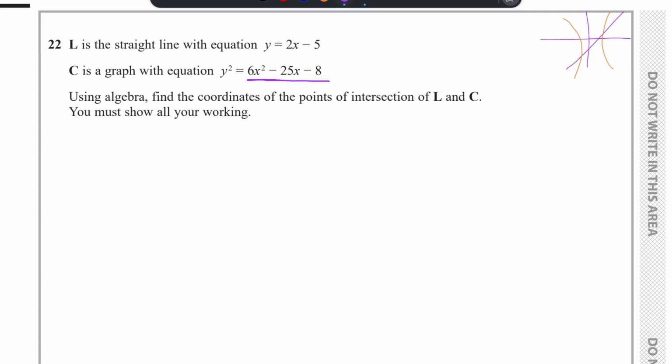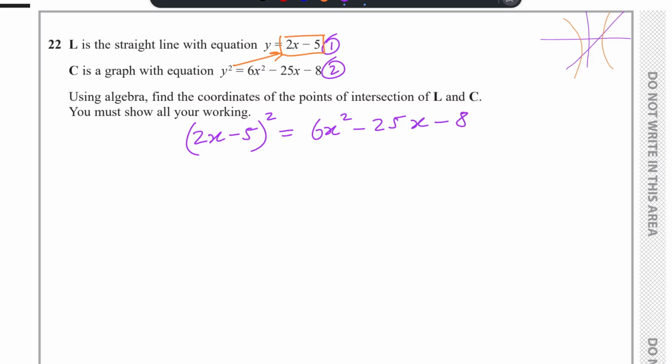Okay, first thing is you always label the equations. This is going to be 1, this is going to be 2. And you always put the linear equation into the other one because it's much easier to do it that way. So this is what y is equal to. You're going to now replace this y here with what that is over there. So let's just rewrite this. We're going to write 2x minus 5 all squared equals 6x squared minus 25x minus 8.